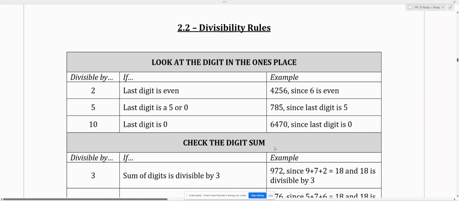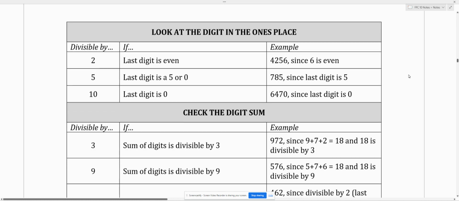We're going to do 2.2. This will be a much shorter lesson than the last time, so let's dive into it. It is a review of our divisibility rules. These are really helpful to help speed up your numeracy skills. So we're going to be looking at the digits in the one place first here. A little bit of a reminder. Some of these you should know, but I'm just going to remind you of them.